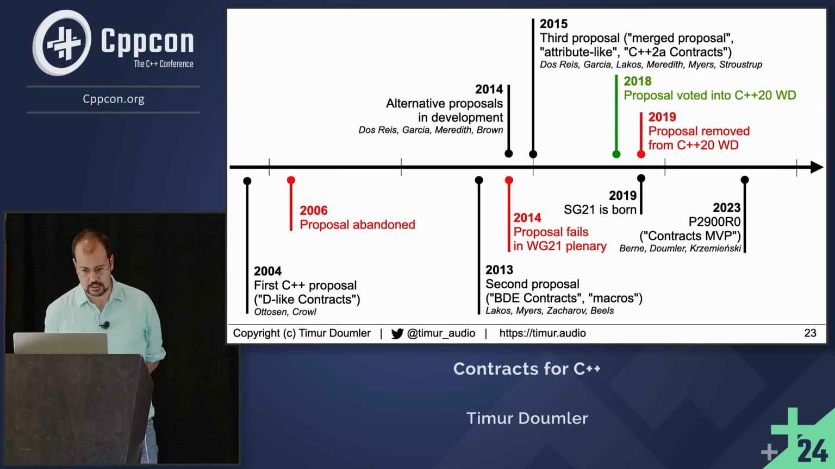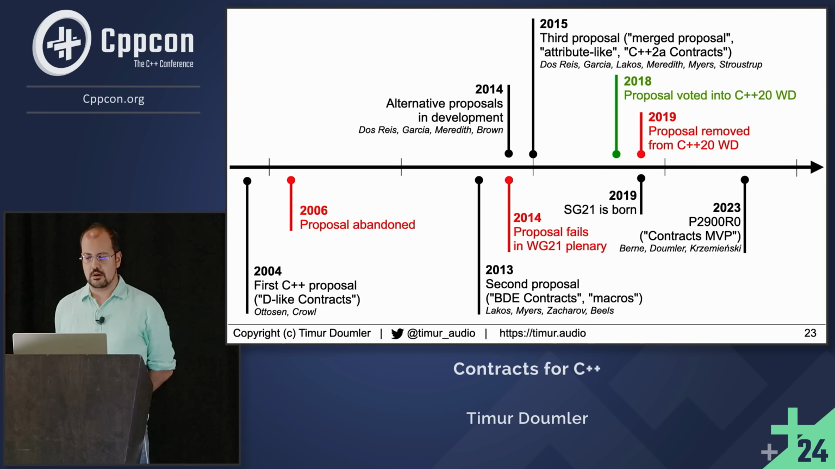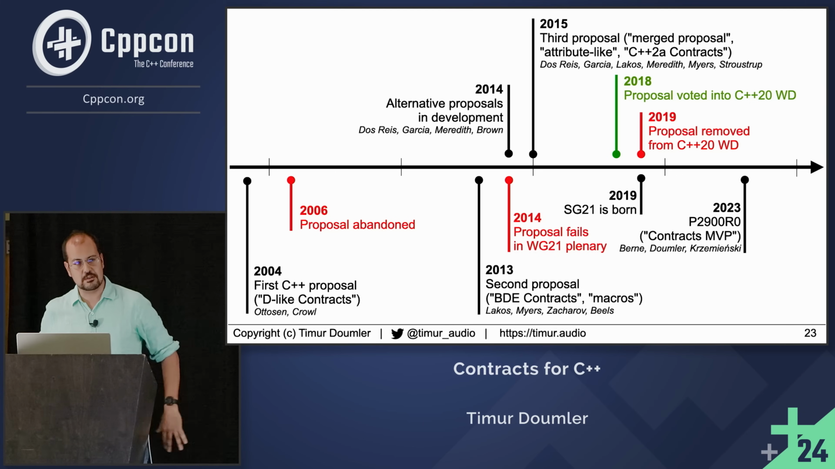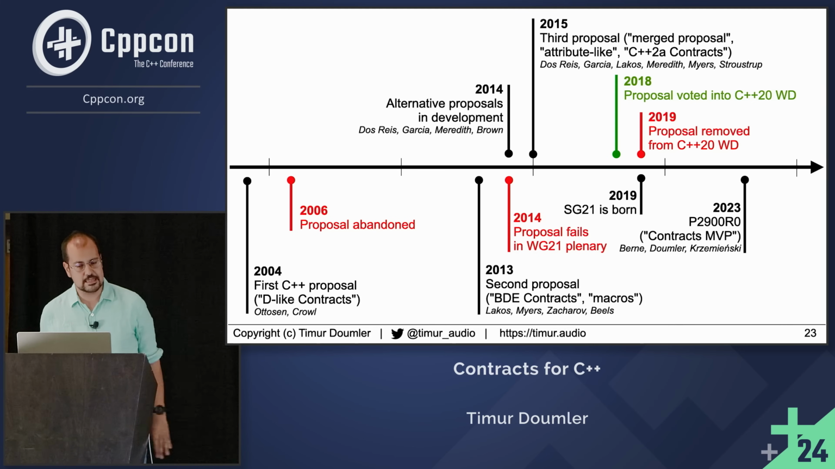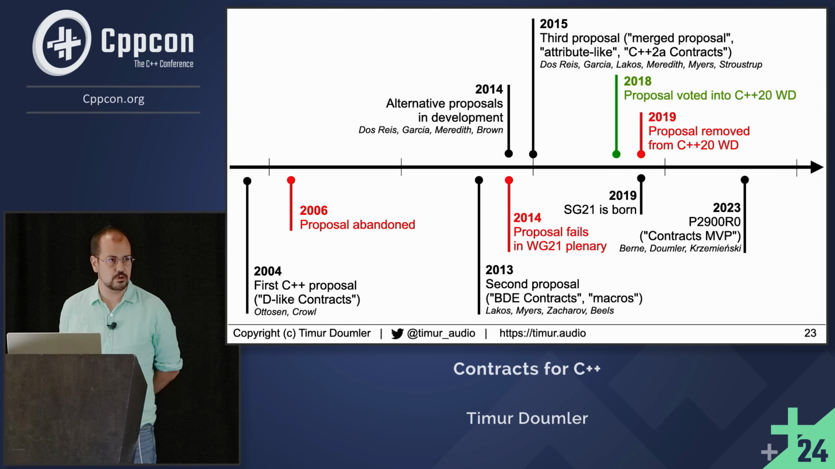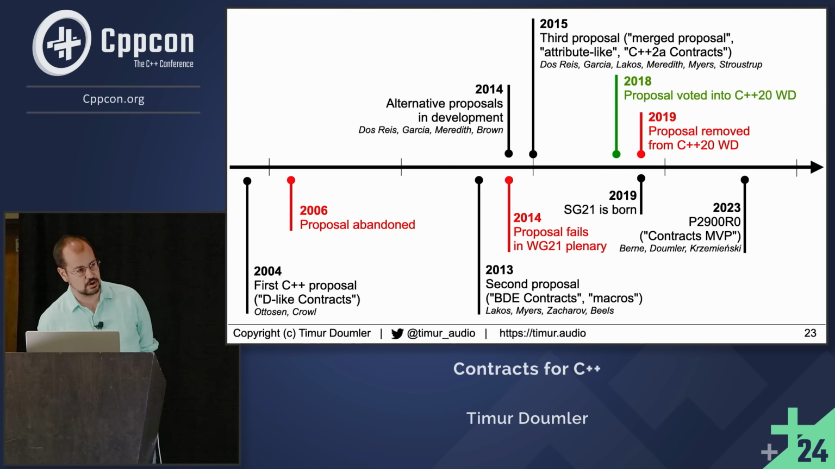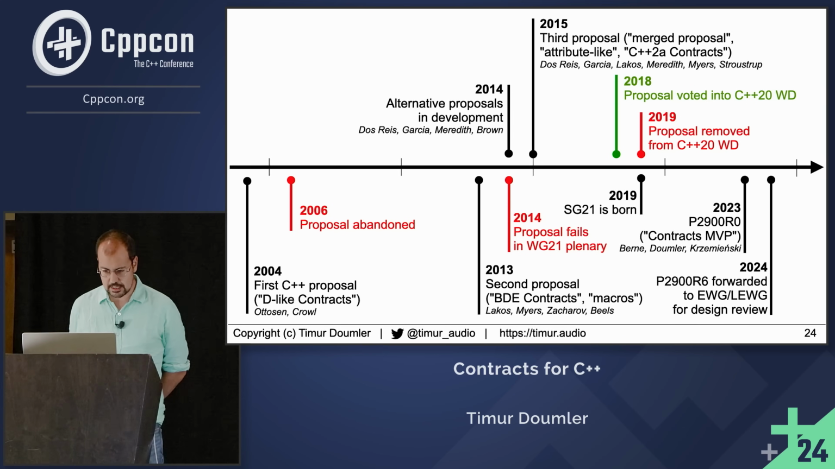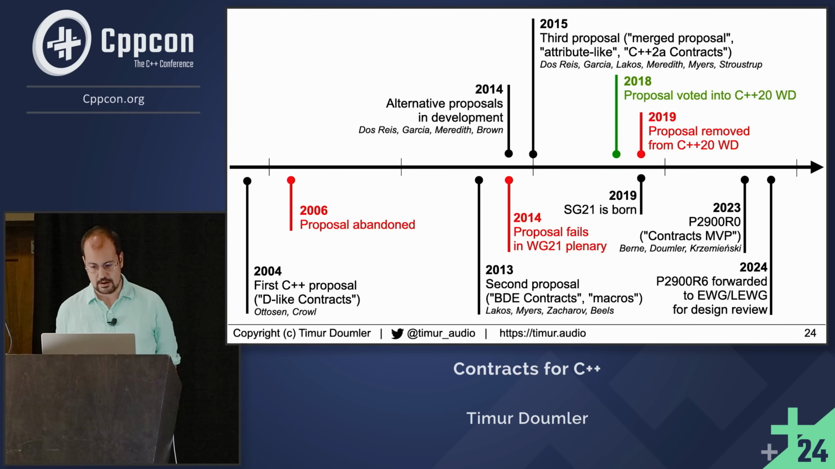Last year, we published a first version of this proposal that we have on the table today. We call it the contracts MVP proposal because it's a minimum viable product. It doesn't contain every feature that you might possibly want from contracts. It contains a subset that we think is viable and useful and is designed to be extended later to address the use cases it does not currently address yet. So that proposal in February this year was forwarded to the Library Evolution Working Group for design review. And that's where it is right now.